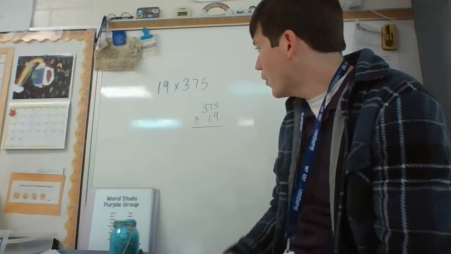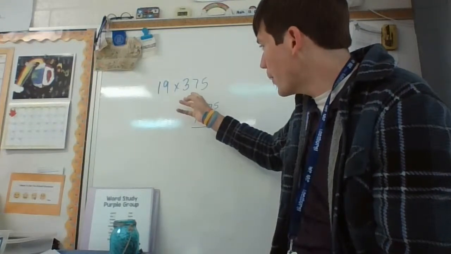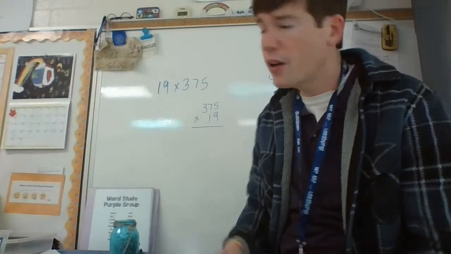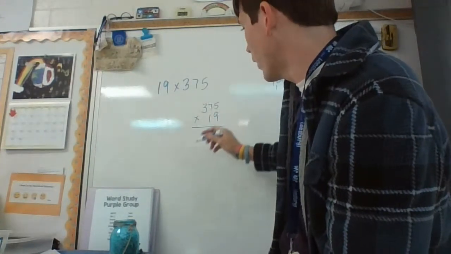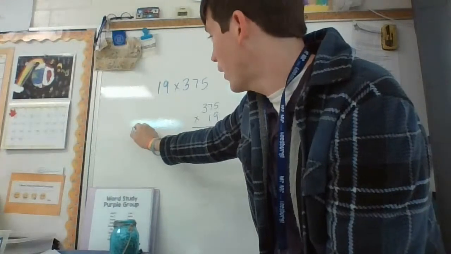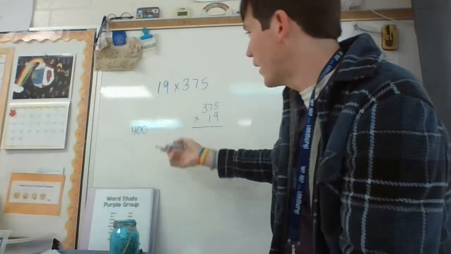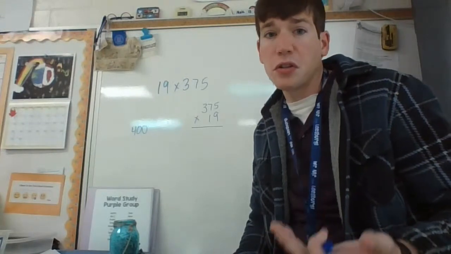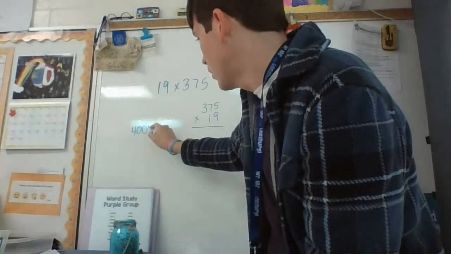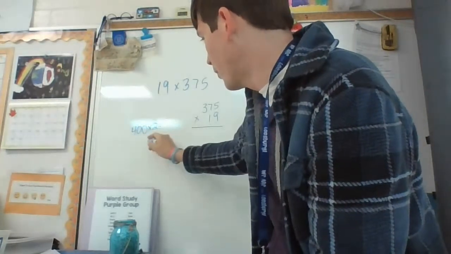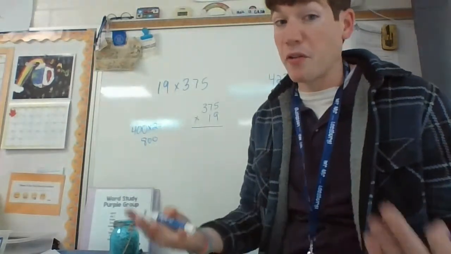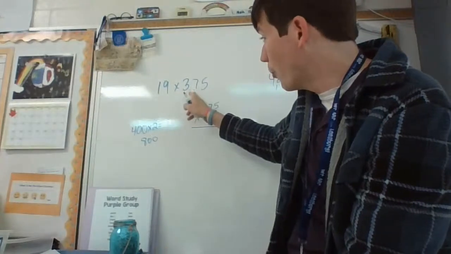So for too low, I'm thinking, well, 375 is pretty close to 400. So what if I had 400? And since I have 19 groups of it, what happens if I only took two groups of it? Two groups of 400 would be 800. So I know my answer has to be bigger than that because that's only two groups of a number pretty close to 375.